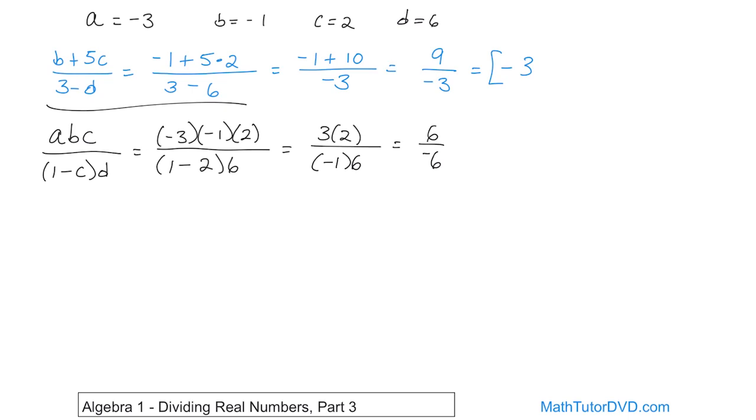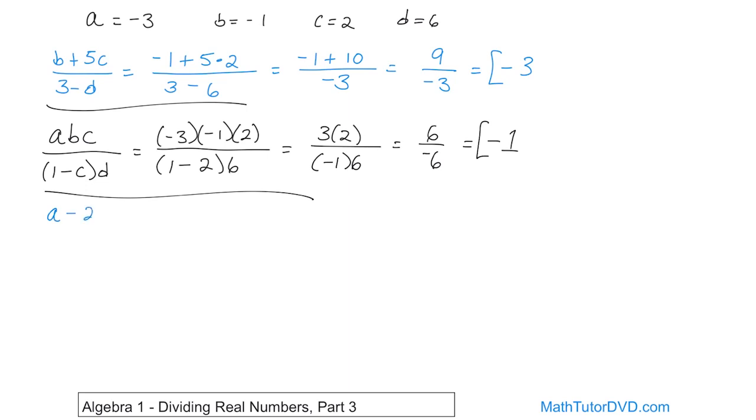And now you have 6 divided by negative 6. Positive divided by negative gives you negative. 6 divided by 6 is 1. So the answer is negative 1. That's the final answer for that guy. You just have to do the order of operations and make sure you're covering everything completely.